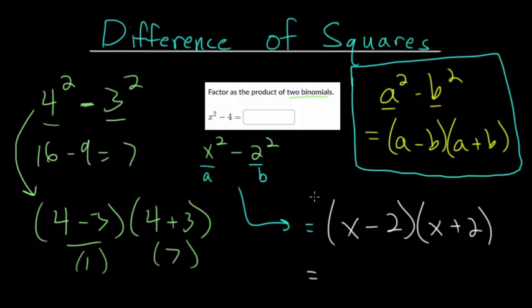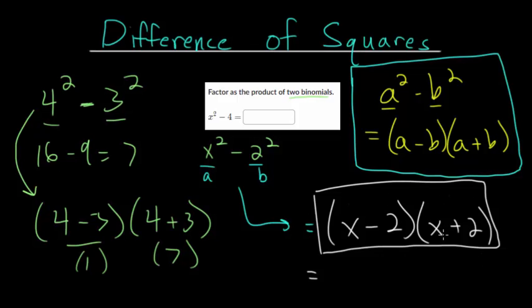But let's check it before we assume this is the final answer. We think this is the answer. We think this is a fully factored version of x squared minus 4, but the only way to know for sure is if you re-multiply it out. So the x distributes to both, or you can use the FOIL method, but this effectively is the FOIL method. So x times x is x squared, x times 2 would be plus 2x, and then the minus 2 distributes.